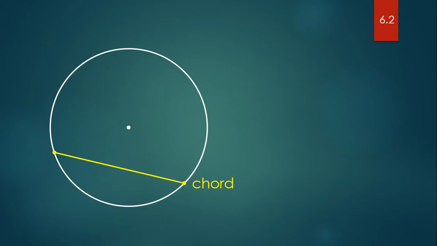Now we're going to look a little bit more closely at this idea of a chord. Since a chord is a line segment, we could construct a perpendicular bisector to that chord. And the perpendicular bisector of a chord will always intersect the center of a circle.